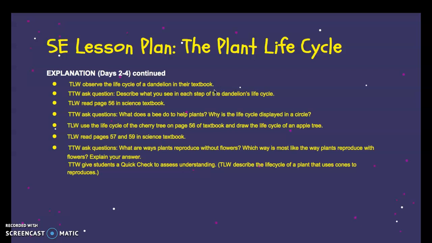And so then they'll look at a cherry tree, and they'll use that and their book to actually draw a life cycle of an apple tree. So they will be able to transfer that information to their paper. There'll also be a quick assessment during this, at the end of this phase, just to give an idea of what they have learned.